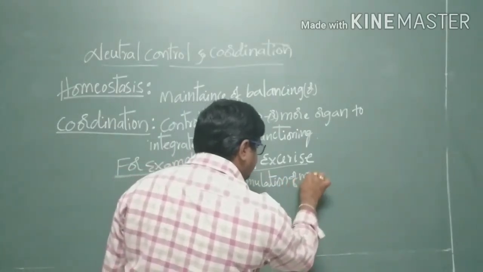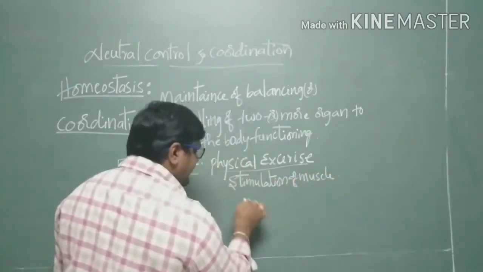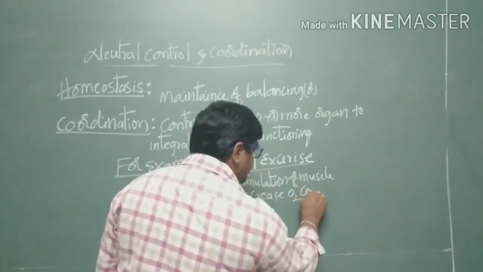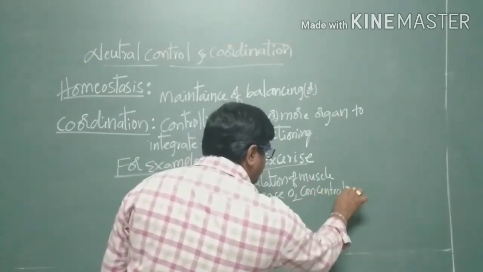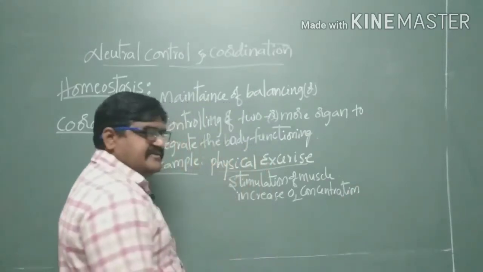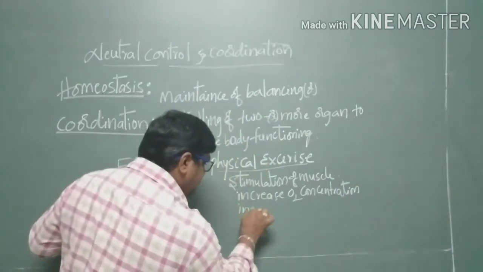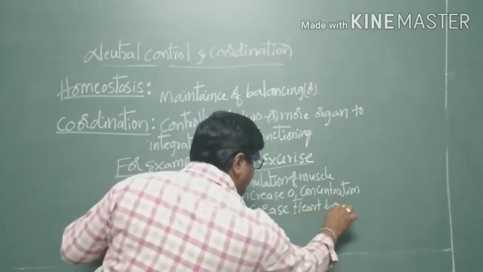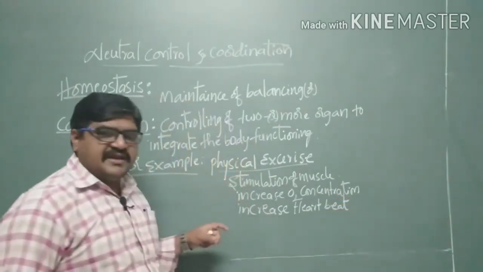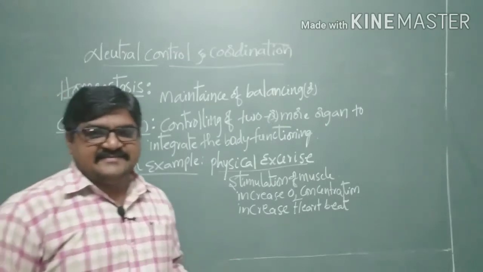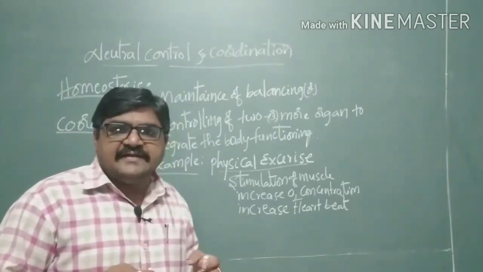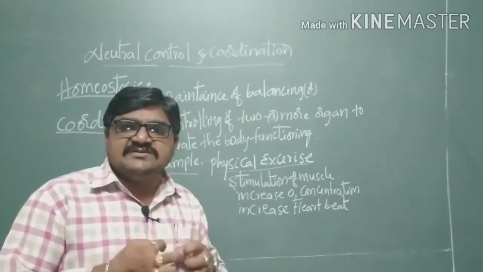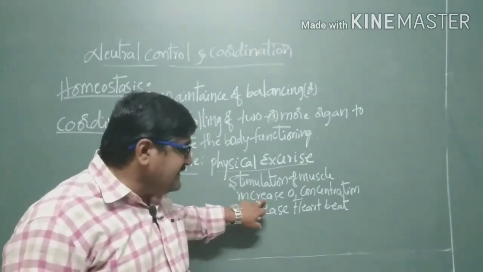Along with the stimulation of muscles, the oxygen concentration increases, that is, respiration increases, and also the heartbeat increases, and the kidney functions also increase. So once all of these are coordinating, that means muscles are stimulated with the help of nerves. When nerves are stimulated, the muscles also are stimulated, as well as the concentration of oxygen increasing.